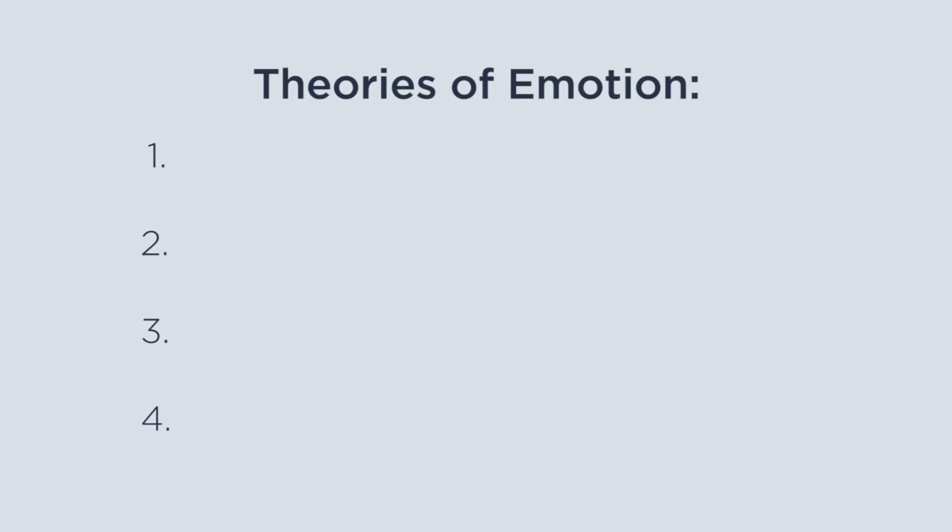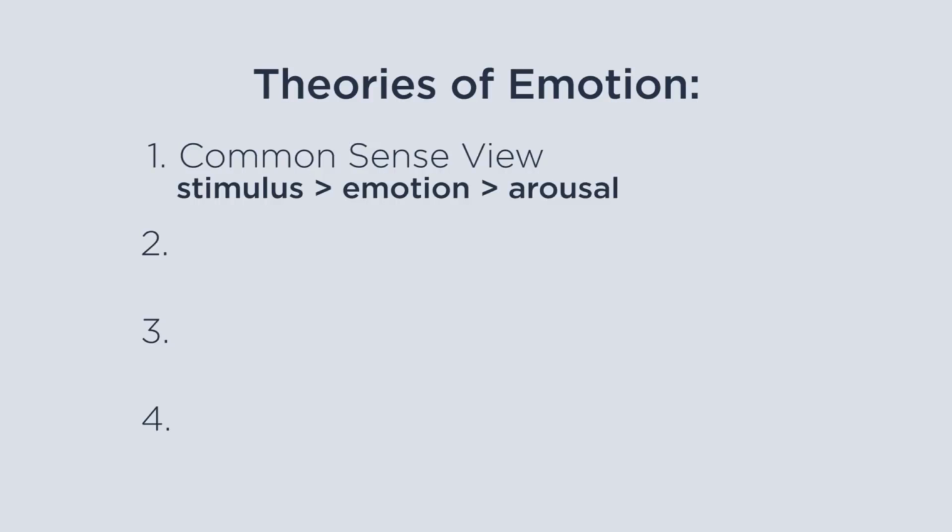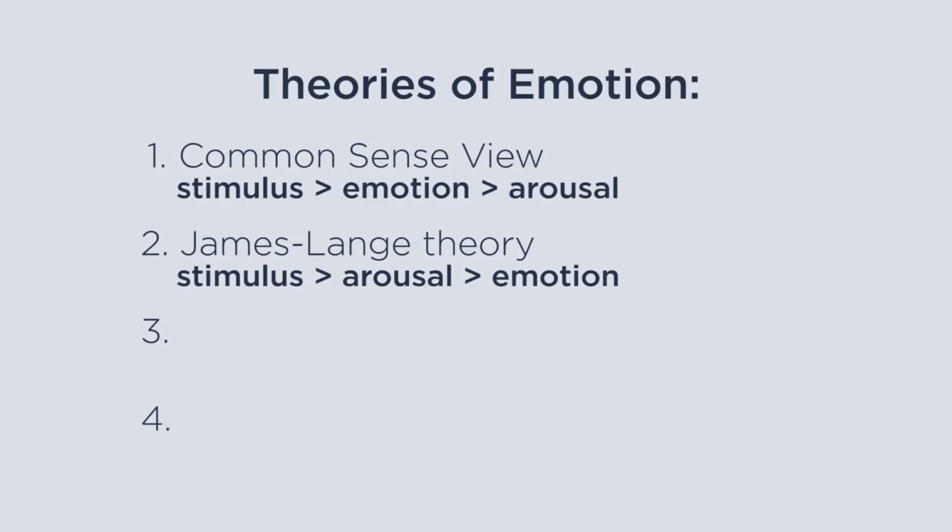So let's just quickly review these four theories of emotion to help you remember them. First, the common sense view is that a stimulus will cause an emotion, which causes arousal. Second, the James-Lange theory reverses emotion and arousal, suggesting instead that a stimulus causes arousal, which then causes emotion.